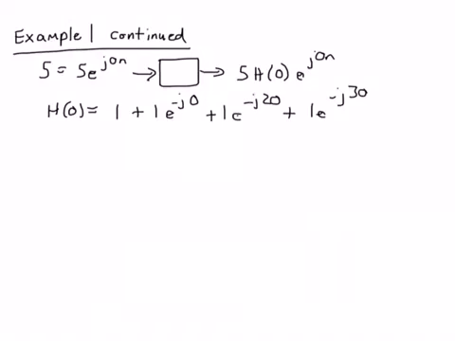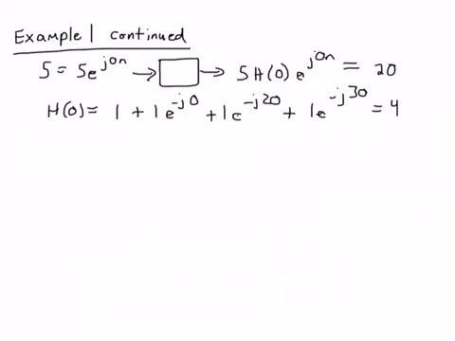Well, the e to the j0 terms don't do anything, so we sum all these together and we just get 4, because e to the j0 is 1. Alright, so we get 4. So the output here is 5 times 4, which is 20, times e to the j0n, which is just 20. So the output for this constant input is equal to 20. Okay, pretty easy to do.